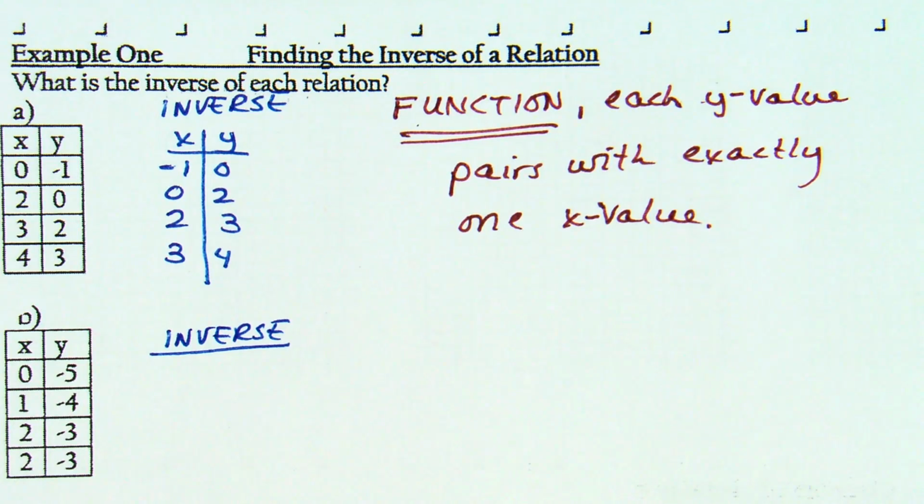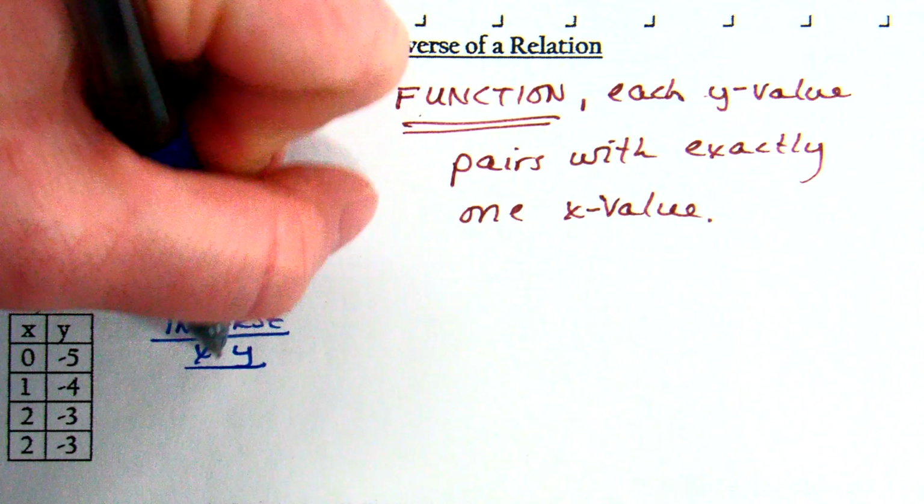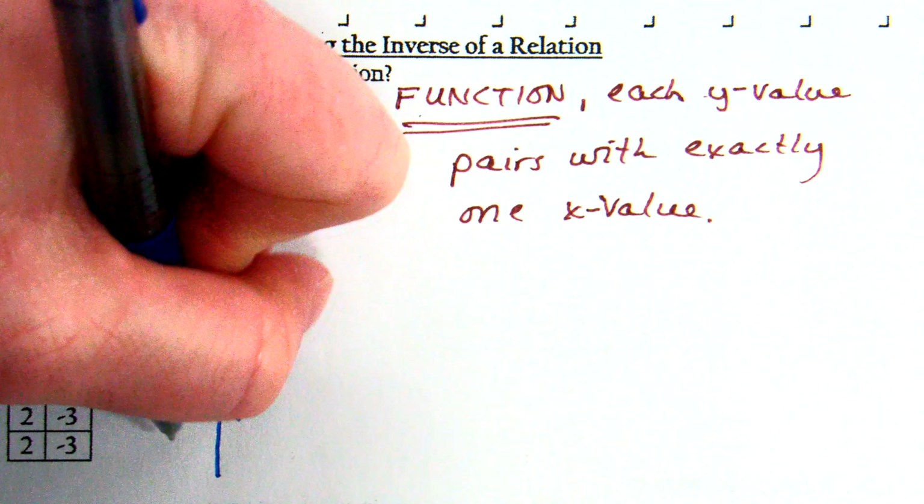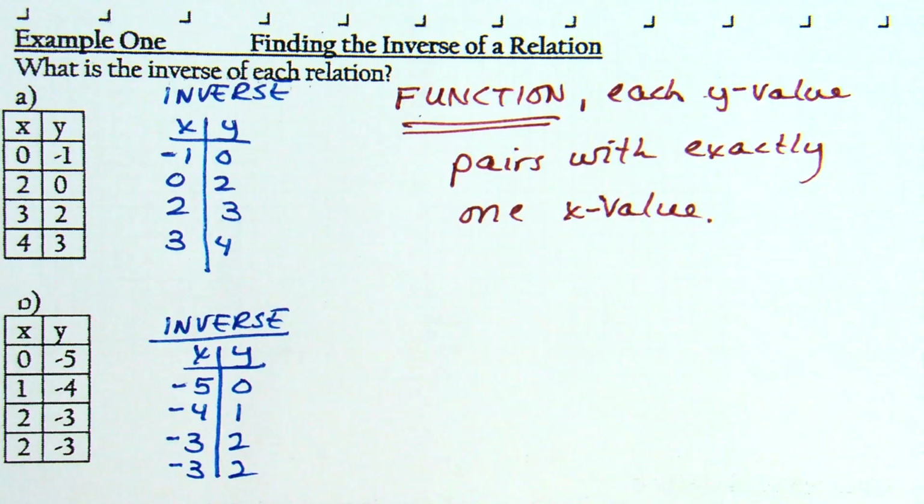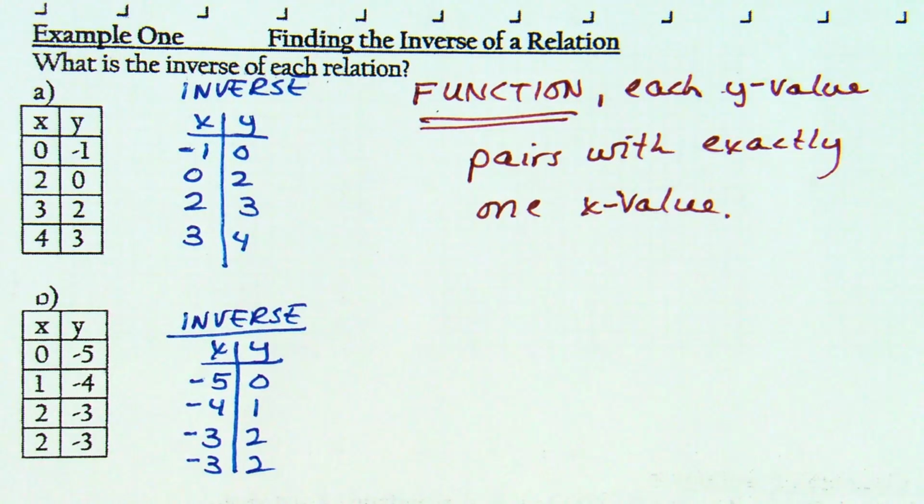Okay. So what did he do? He just took x and y and flip-flopped. -5, 0, -4, 1, -3, 2, -3, 2. I am going to ask the same question again. Are these functions? No. Why not?